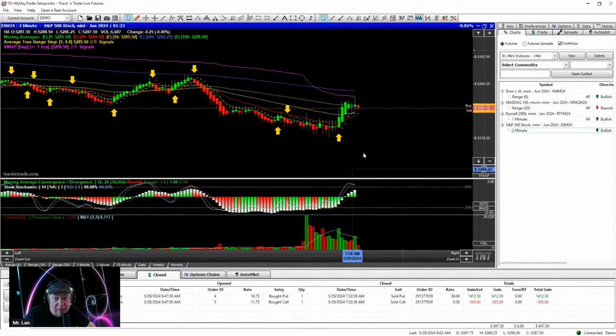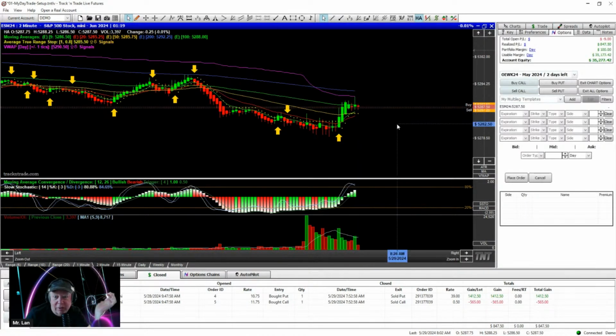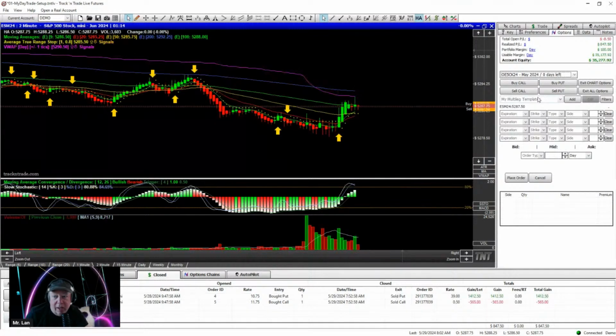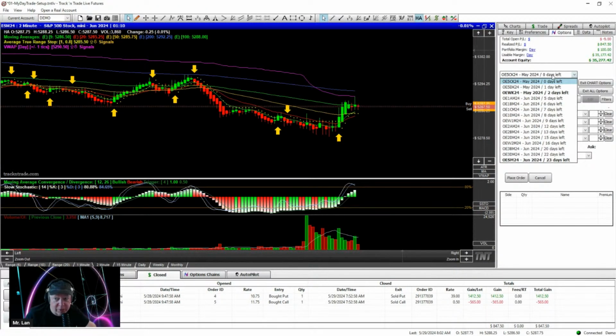Stochastics is right up there. But we're going to be right where we want to be, aren't we? We're kind of right there at the neutral zone. So we're going to come in here. We're going to go to 0. Actually, we're going to put our wings on first. We always want to put our insurance on first if we're going to put them on separate tickets. And we're going to go out 1 day.